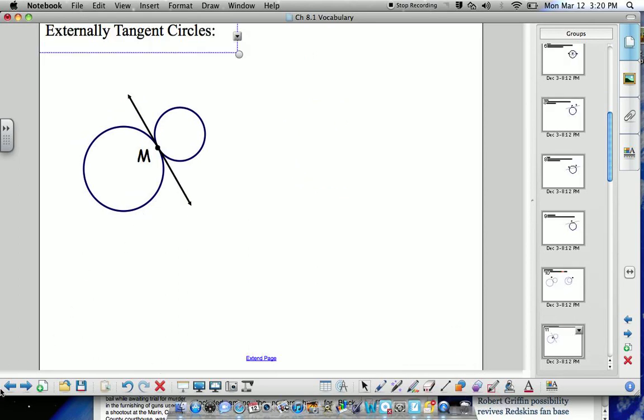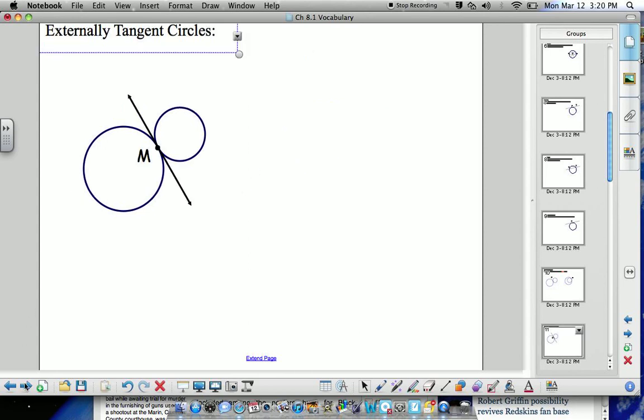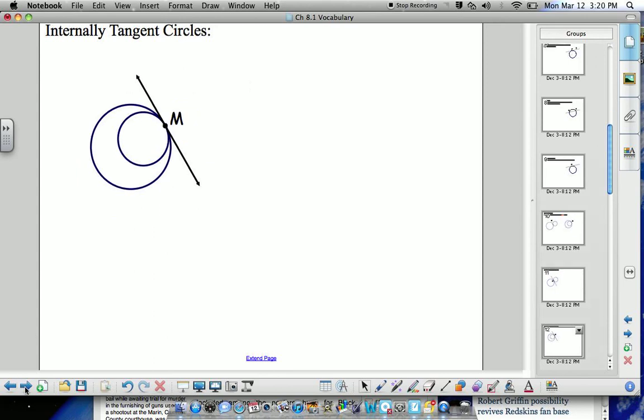Now, you'll notice that there's two different examples here. There's the example here and the example here. They're very similar, but they're a little bit different. These are said to be externally tangent circles. Externally tangent circles, the two circles are outside of each other. These are said to be internally tangent circles. One of the circles is inside the other circle.